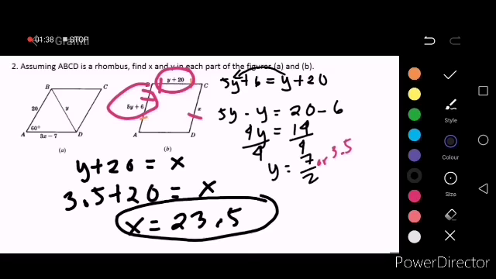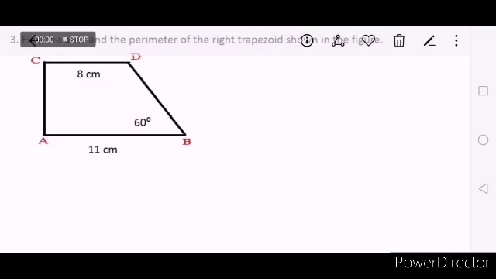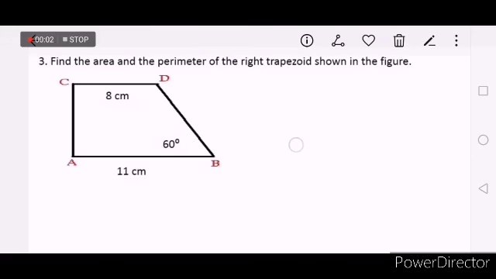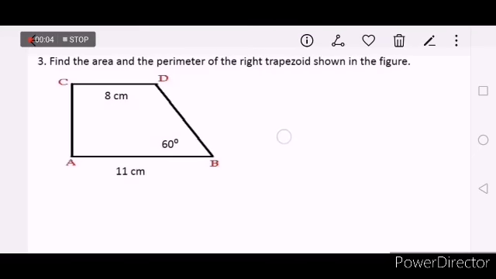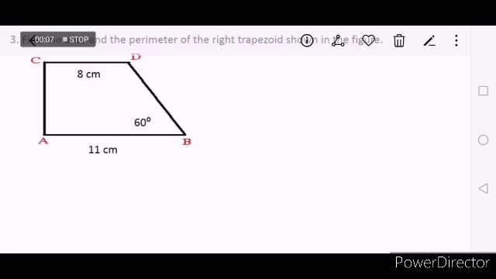Tapos, solve na natin yung value ng x tsaka yung value ng y. Find the area and the perimeter of the right trapezoid shown in the figure. So we have a right trapezoid here.